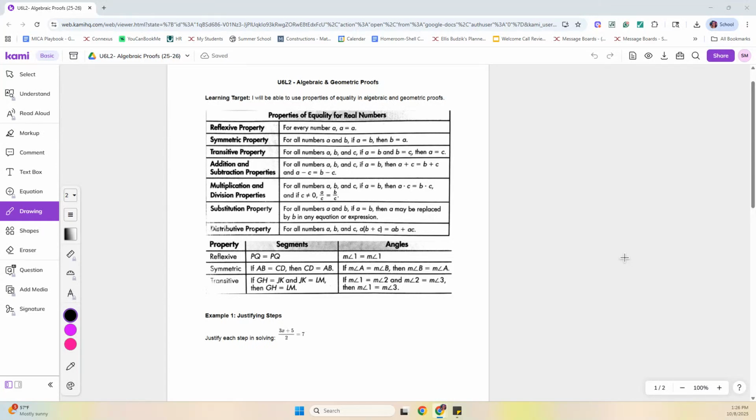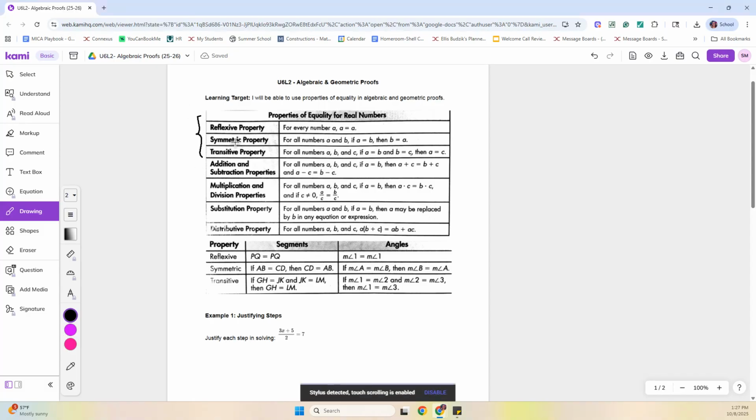All right, so for Unit 6, Lesson 2, we're going to get more into proofs. Now, we did proofs a little while ago, but we're going to get into different kinds of proofs, algebraic proofs and a little bit of geometry proofs today. So first off, I want to review the reflexive, symmetric, and transitive properties.